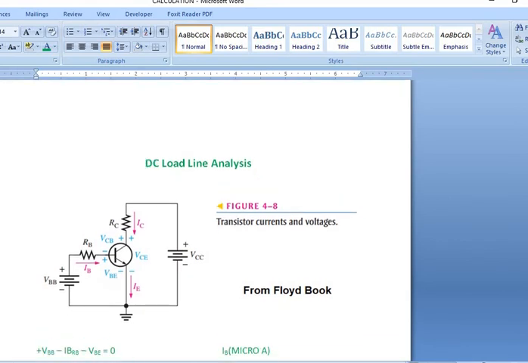The first basic equation can be drawn in this way, that we are having the main power supply, that is VBB, that is positive, minus IB RB. This is not in subscript, and in this way this is in the subscript.